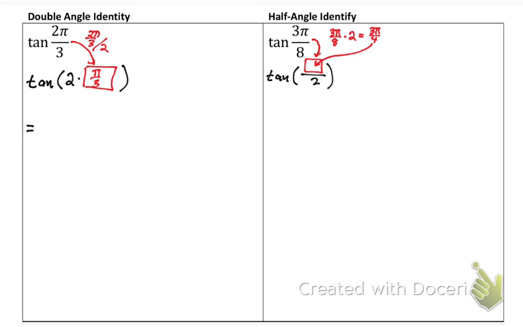So this one's just going to equal 2 tangent pi over 3, all over 1 minus tangent squared pi over 3. That means I probably need to know what the tangent of pi over 3 is, huh? What's the tangent of pi over 3?